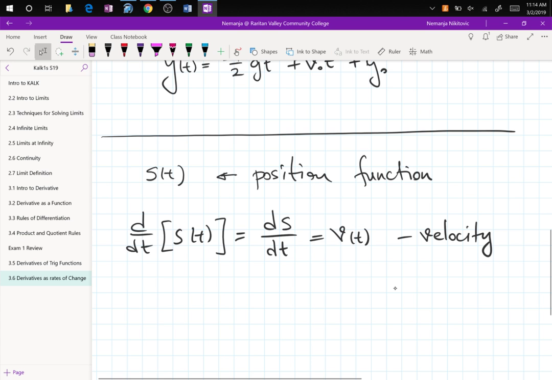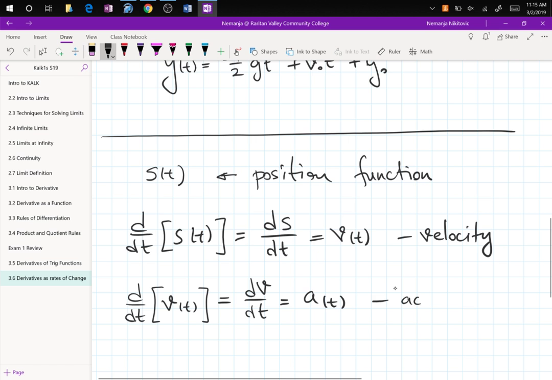And then if you think about this, you have s is position measured in either meters or feet or whatever, miles, and then you have divided by time, right? So you have miles per hour or meter per second. And then you take another derivative. So if you have derivative of velocity in time, that will be dv/dt, you would get acceleration function.